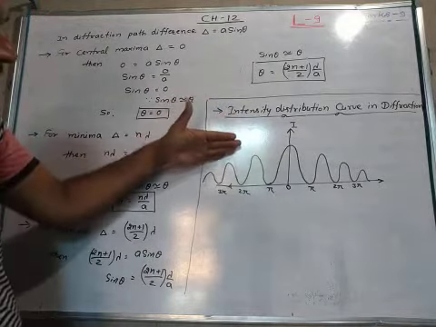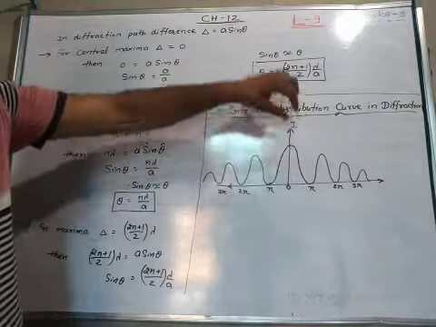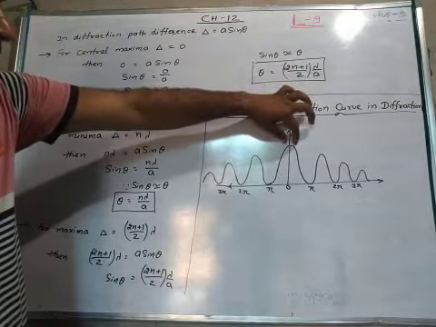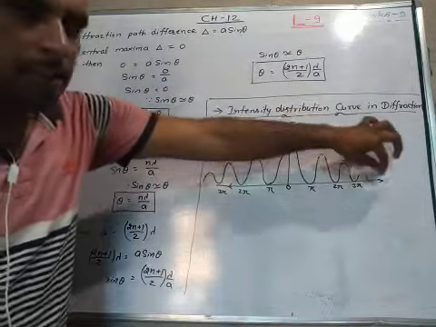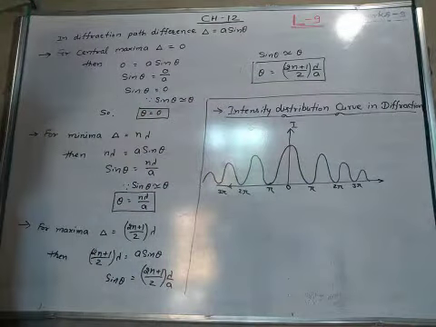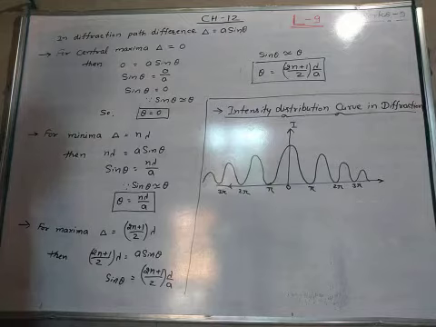The maxima are not equal to each other. The central intensity is maximum, and after that the intensity decreases slowly. This is the diffraction intensity distribution curve. Now you can take a screenshot and prepare your notes.